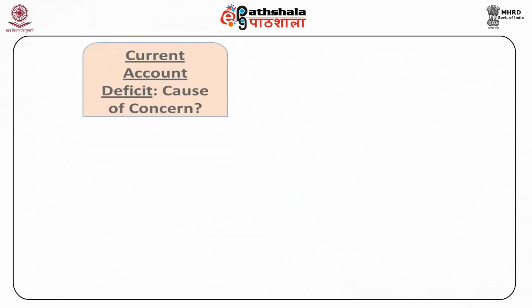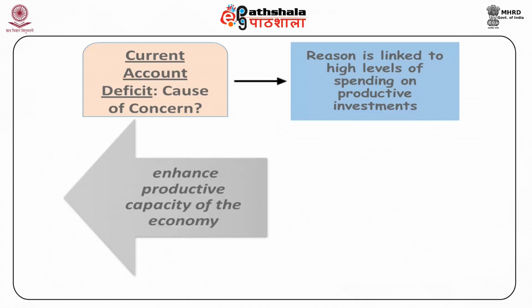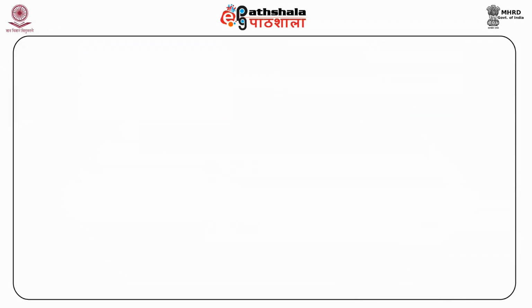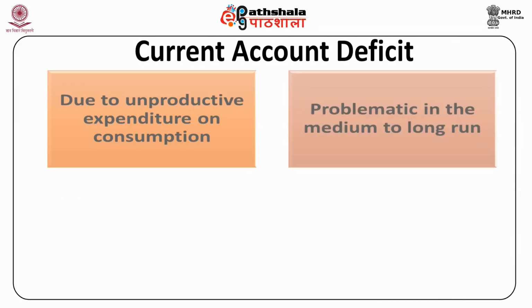A current account deficit by itself may not be a cause of concern if the underlying reason for it is linked to high levels of spending on productive investments. Such investments are likely to enhance the productive capacity of the economy and hence create capacity for export and reduce the deficit in the long run. However, if the current account deficit is high due to unproductive expenditure on consumption, this may be problematic in the medium to long run.